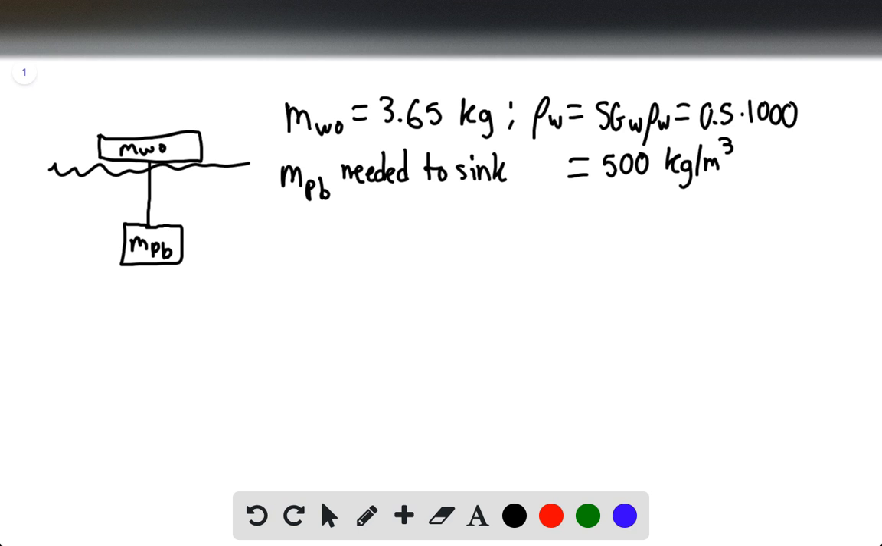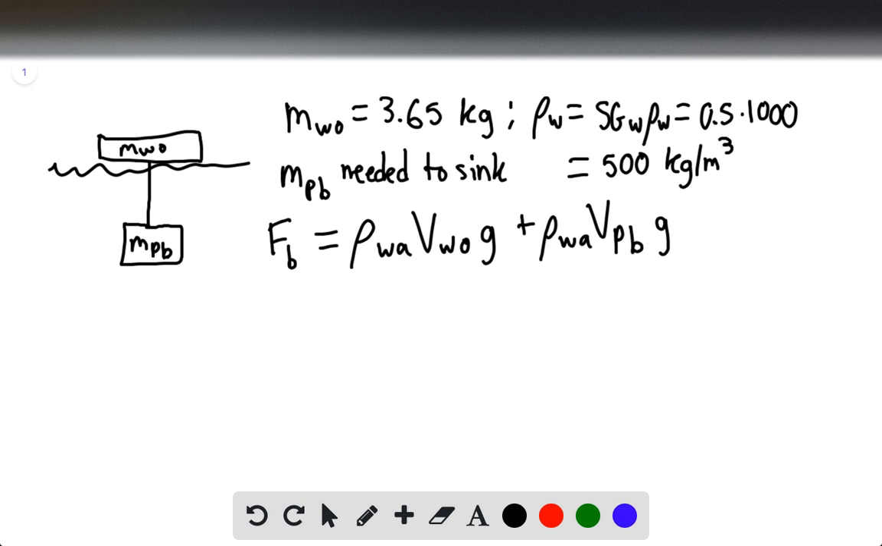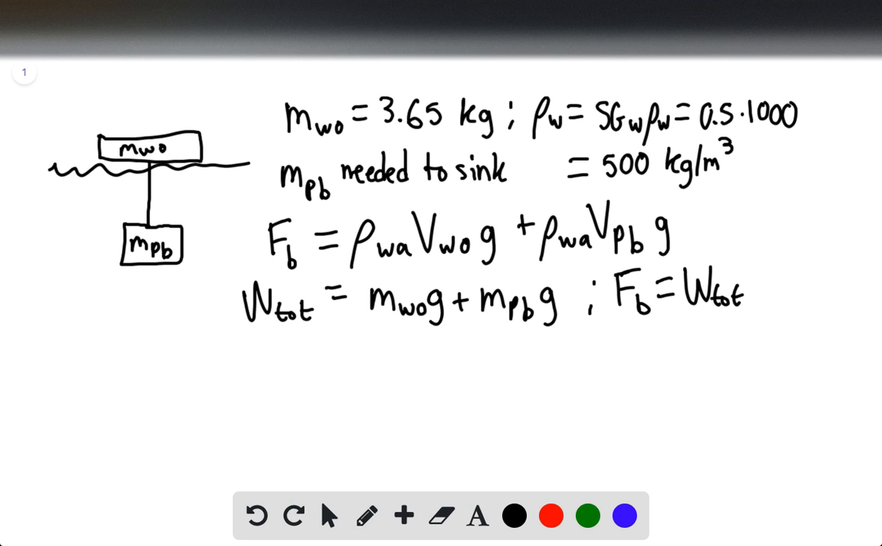So at this point, we know that the buoyancy force is going to be equal to the density of the water times the volume of the wood times g, plus the density of the water times the volume of the lead, g. We also know that the total weight is going to be equal to the mass of the wood times gravity plus the mass of the lead times gravity. So essentially, we can set these equal to each other. So F, the buoyancy force, will be equal to the total weight.